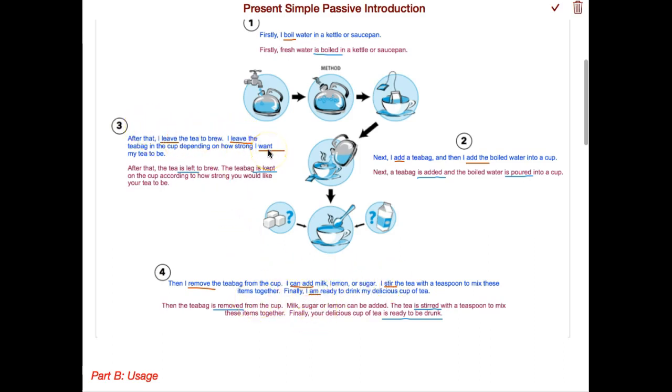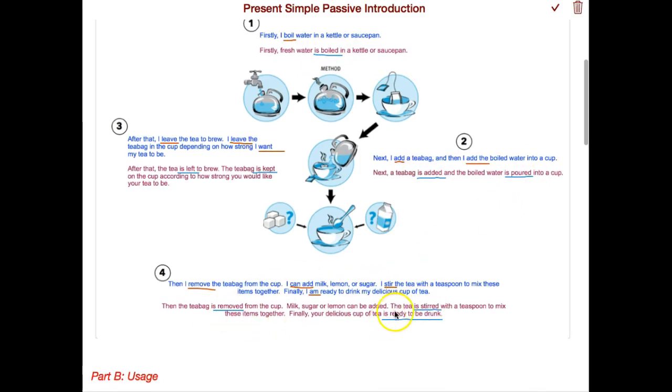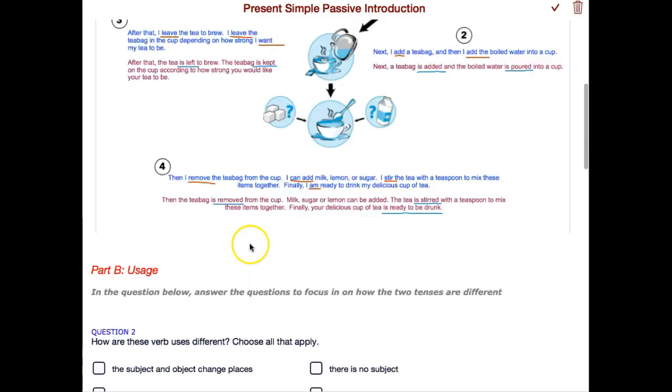leave, and want. But every time we go into the passive sentences, we have two verbs. Is boiled, is added, is poured, is removed, is stirred, is ready to be drunk. That's a tricky one down there. We may leave that for now. Is left, is kept. You should focus on that, okay? Because it's pretty important, these two things.